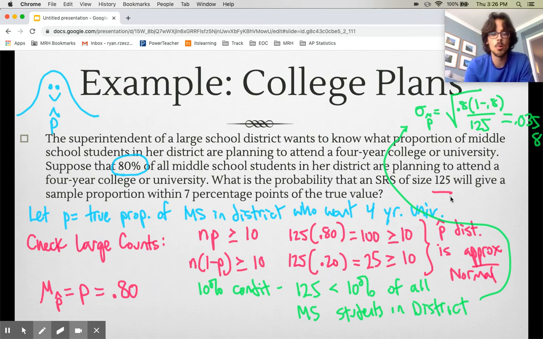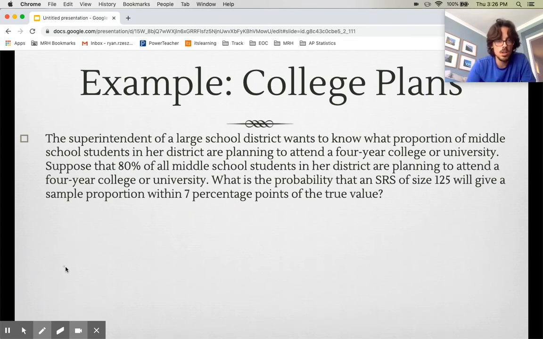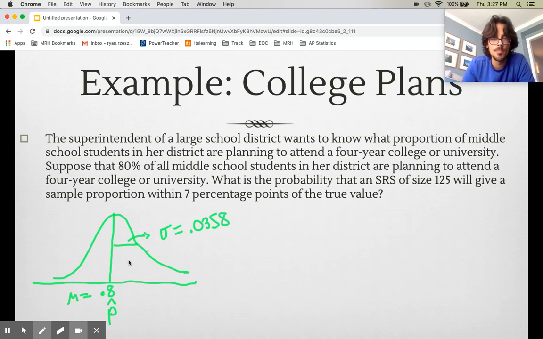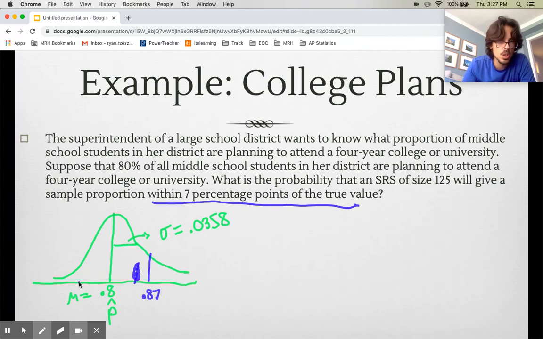We said, hey, this graph is actually going to be normal. So what I'm going to do now is draw a better picture of a normal distribution. That was okay at first, but draw a nice looking picture right there. This is for p-hat's graph. We've just established the mean is 0.8. We just found that the standard deviation is 0.0358. And they ask us in the problem, what's the probability that our sample will be within 7 points of the true value? Well, 7 points could be up 7 points right here. So it could be all the way up here at 0.87, or it could be as low as 0.73. If we're within 7 points of the true value, we're between 73 and 87%.